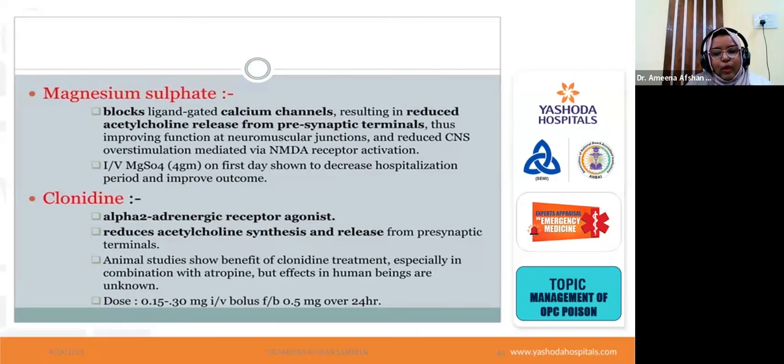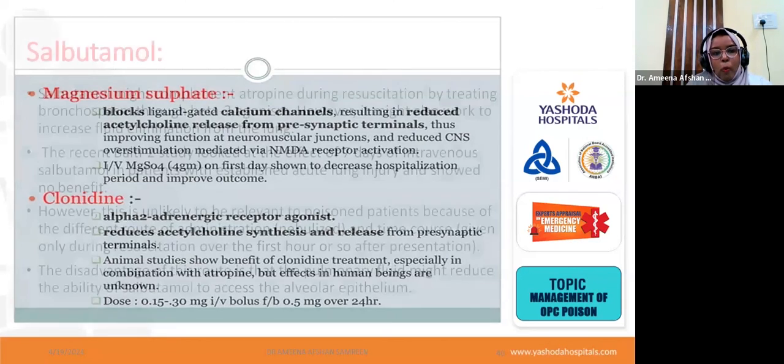Clonidine is an alpha-2 adrenergic receptor agonist. It reduces the acetylcholine synthesis and release from the presynaptic terminals. Animal studies have shown some benefit. The dose is 0.15 to 0.30 mg IV bolus, followed by 0.5 mg over 24 hours.